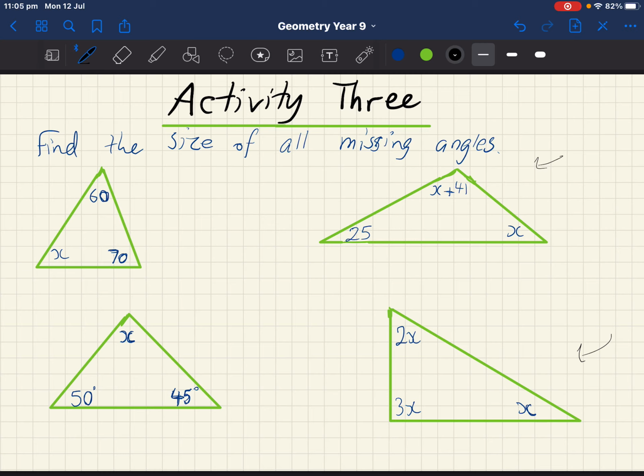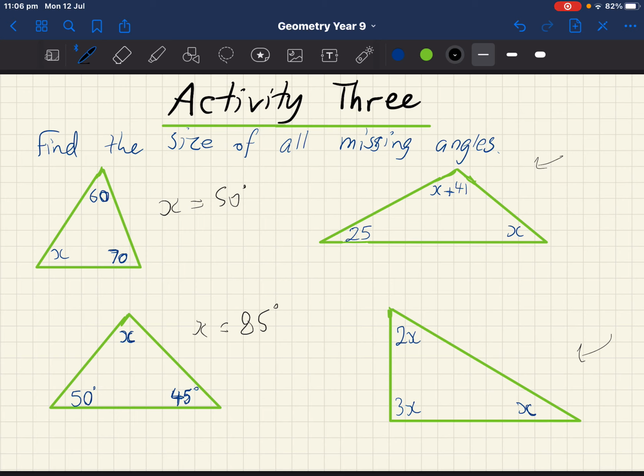Alright, so for this first one, hopefully you ended up with 50 degrees. The second one, creating your equations, simplifying and solving, you should have ended up getting 85 degrees for this second one.